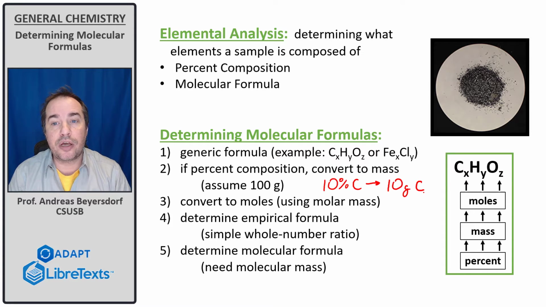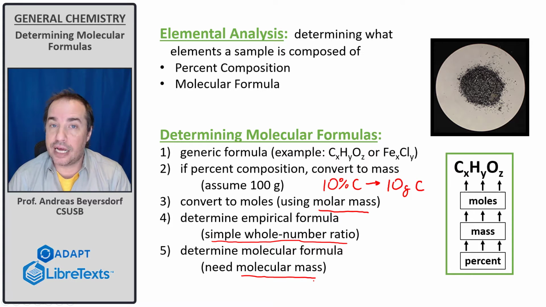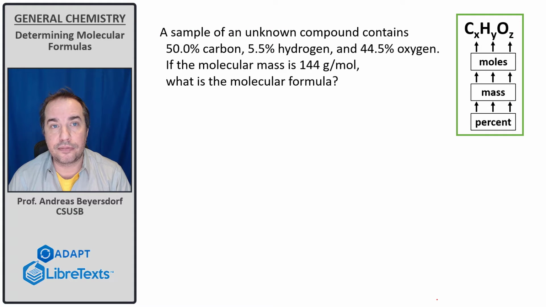Step 3 is we convert from grams to moles using the molar mass. And once we have the number of moles, we can determine the empirical formula, which is the simplest whole number ratio. And then finally, we can find the molecular formula. And to find the molecular formula, we need to be given the molecular mass. So let's go ahead and look at this process.